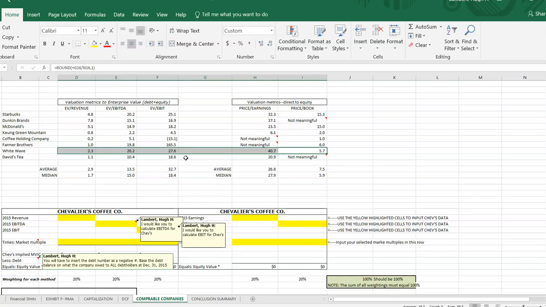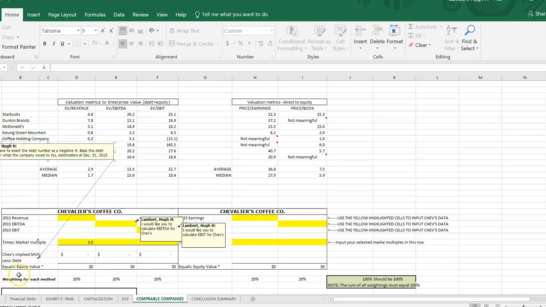And we'll talk more about this in class. But the way we would do this is, let's just say we think that 3 times revenue is a good enterprise value to revenue multiple. We would go to our company's income statement and put its revenue in here. And then if we think 3 times is the right multiple, we would put in 3 here. And our implied enterprise value over here would be our company's revenue.